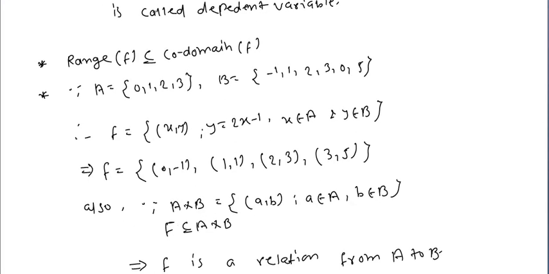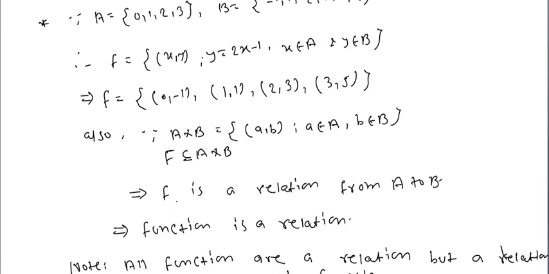Also, what is A cross B? A cross B is nothing but the collection of all ordered pairs such that the first element of the ordered pair belongs to set A and the second element belongs to set B. That is, f is nothing but a subset of A cross B. That is, f is a relation from set A to set B.